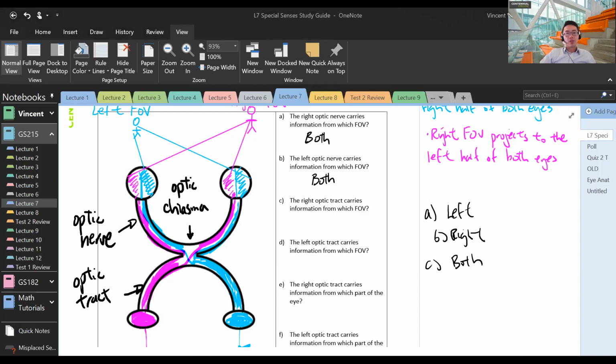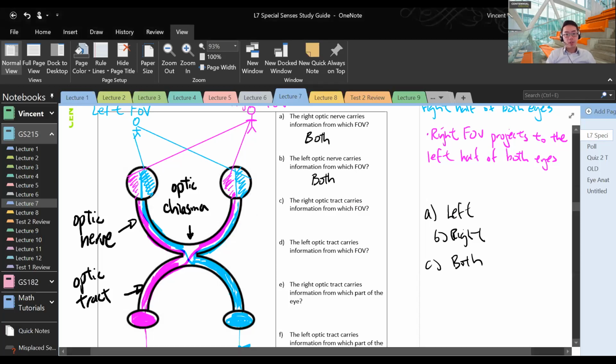Okay, so all you have to do is look at the right optic tract, which is right here. That's the right optic tract. And you can see the color is blue, and blue on this diagram represents left field. So that's left. For the D here, the left optic tract, look at the left optic tract. It's pink, so it's going to be right field.